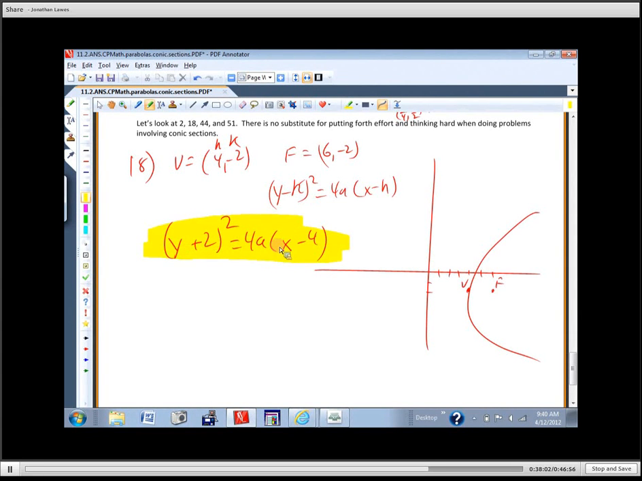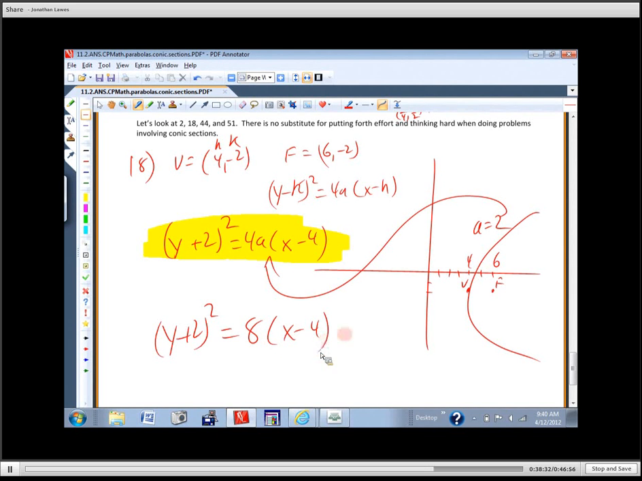Okay, now take a good look right here. It's almost done. What's the only thing we need? We just need a. What is a on the graph of a parabola? Okay, and in this case it's 2. It's the distance between the vertex and the focus and the vertex and the directrix. We know what this distance is because this is 4, this is 6, so that means a's got to be 2. Once you know a is 2, we can plug this in. So this is y plus 2, quantity squared, equals 8 times x minus 4.